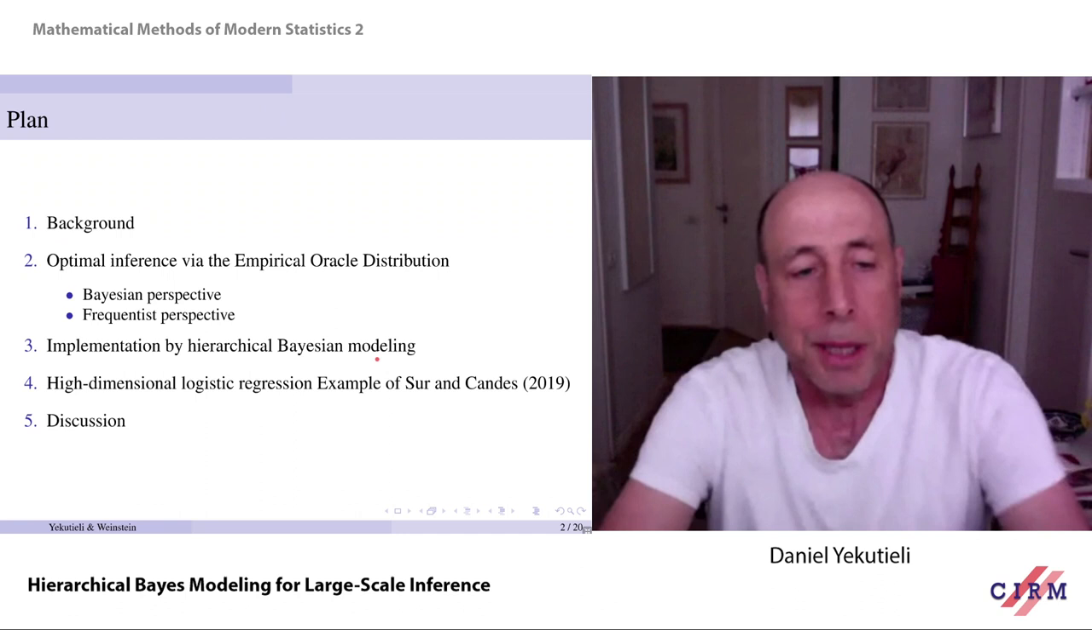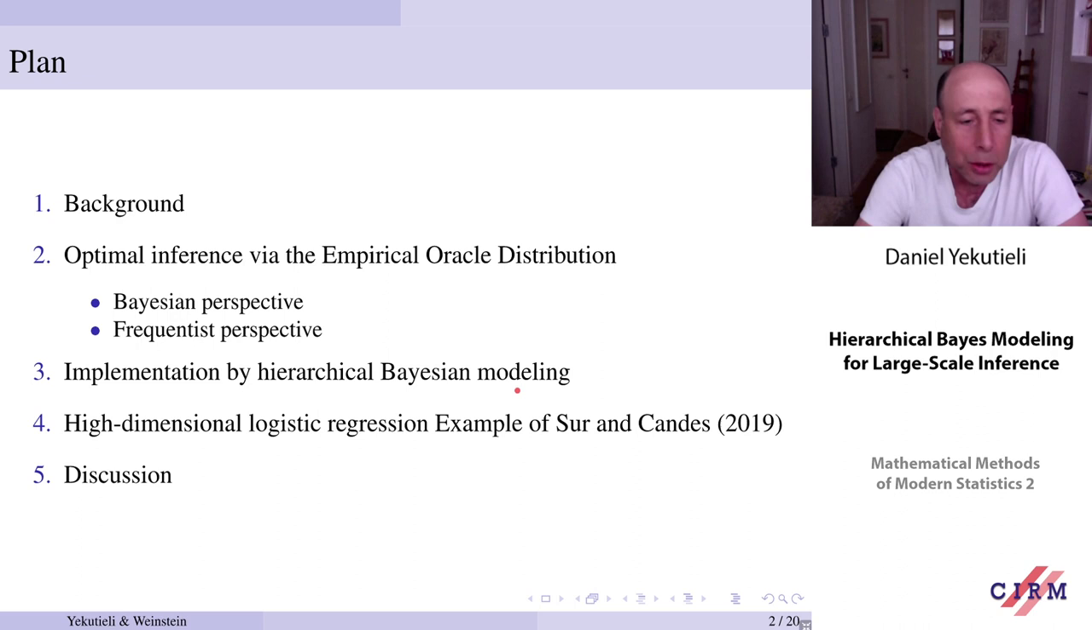Here is my plan. I'll begin with some background. Then I'll introduce our new framework for optimal inference, which we call the empirical oracle distribution. First I'll present it from a Bayesian perspective. Then I'll also show how it looks from a frequentist perspective. After that, we'll do the implementation, and I'll show how to actually implement it.